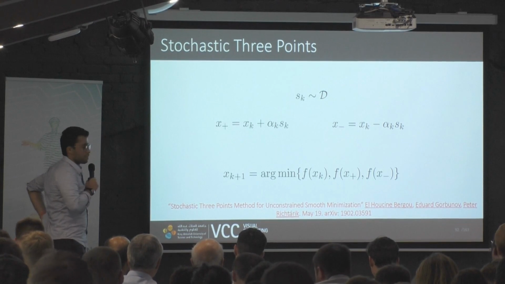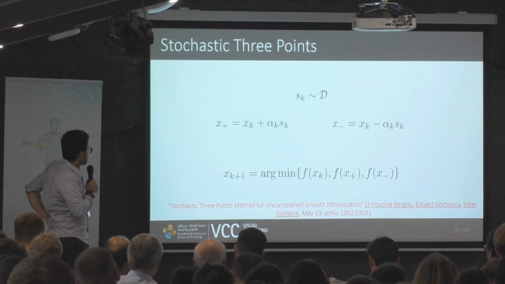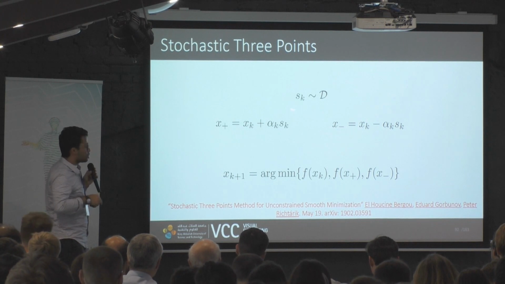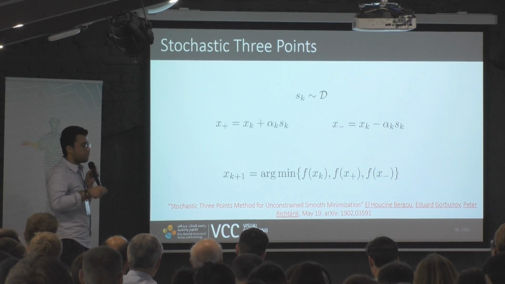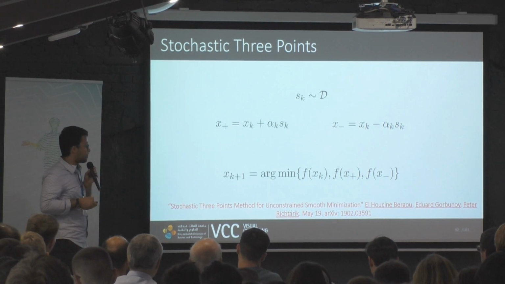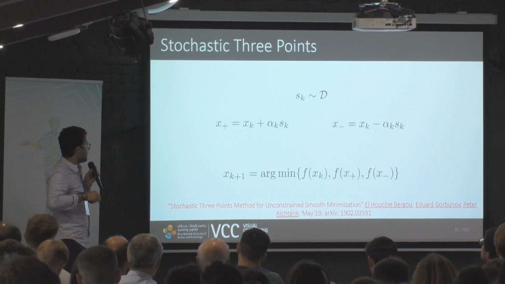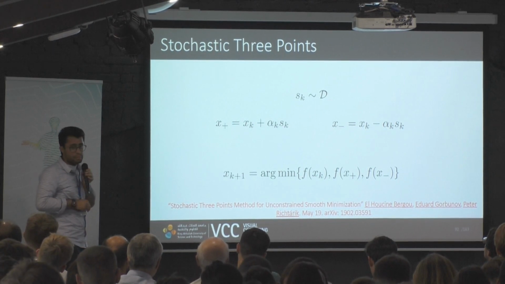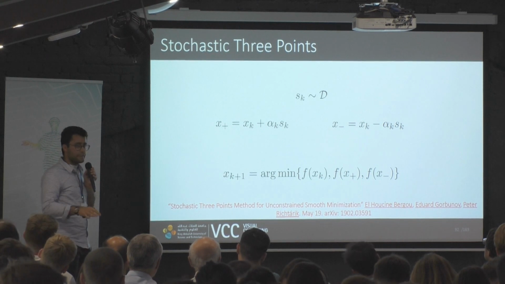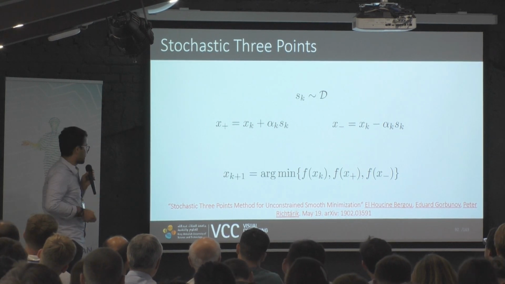Okay, so here is the algorithm. Extremely simple. It could not be simpler than that. I am going to select a random direction from whatever distribution you wish: uniform, Gaussian, choose whatever you like. Compute your function at 3 different points: x_k plus alpha times the direction, x_k minus alpha times the direction, and wherever you were. Then just take the minimum across these 3 values. You already see that the function will never increase, and it has very nice behavior.